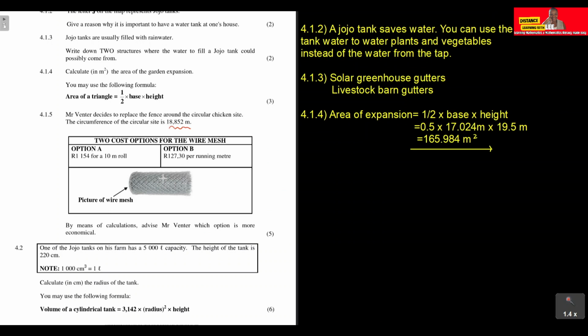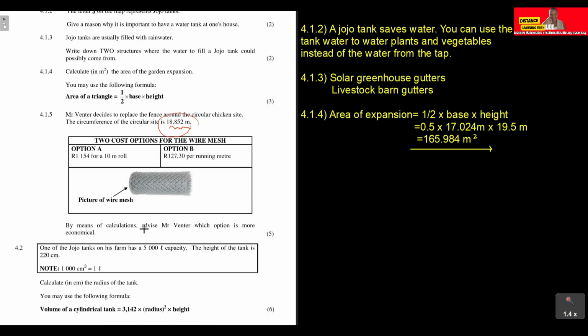18.852 meters. Then they say that by means of calculations, advise Mr. Fenter which option is more economical. So we are given two options he has in terms of the cost of the wire mesh that he'll need to put around the chicken site. We are given option A and option B, and we need to determine by means of calculation which price will be more economical.